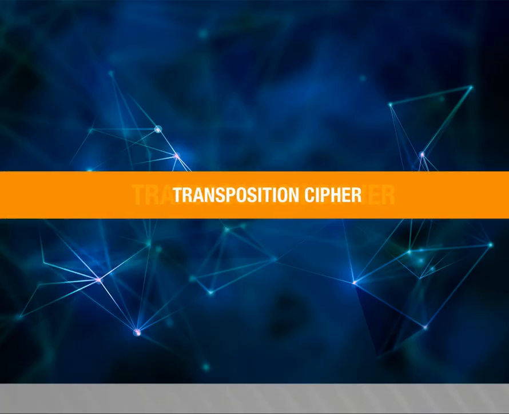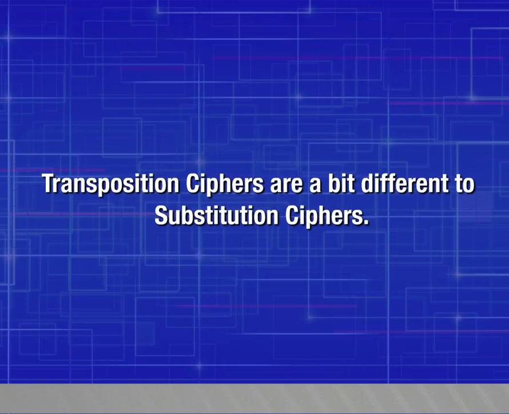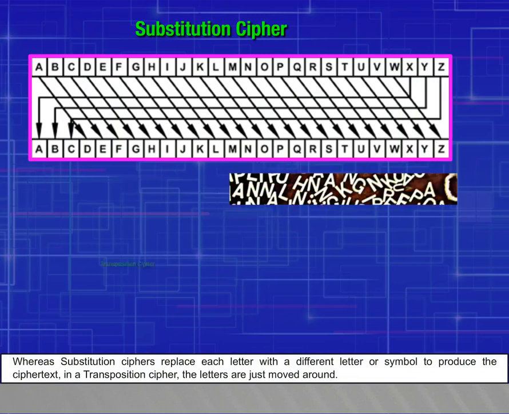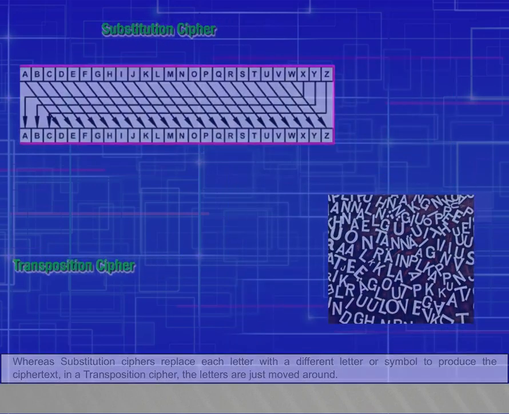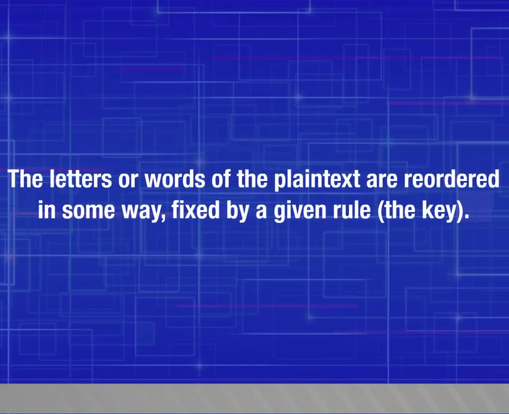Transposition cipher. In this video, we are going to learn about transposition cipher. Transposition ciphers are a bit different to substitution ciphers. Whereas substitution ciphers replace each letter with a different letter or symbol to produce the ciphertext, in a transposition cipher, the letters are just moved around. The letters or words of the plain text are reordered in some way fixed by a given rule, that is the key.